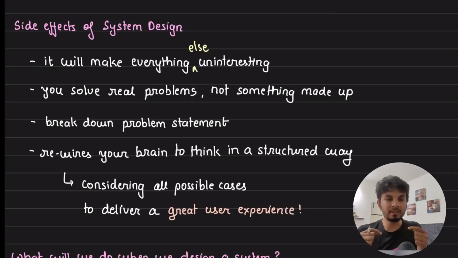And the best part is, when you design the system, you learn how to break down a big problem statement into smaller solvable problem statements, and you solve each individually and efficiently, and then you combine all of them to solve that big problem. So it will rewire your brain into thinking in a very structured way. When you think in a structured way, it would help you not only in designing good systems, it would help you in a lot of other aspects of your life as well. It just makes you a better thinker in general, right?